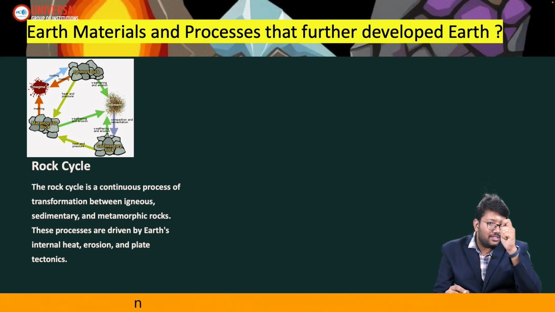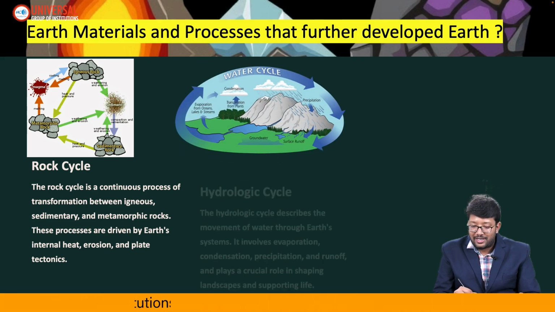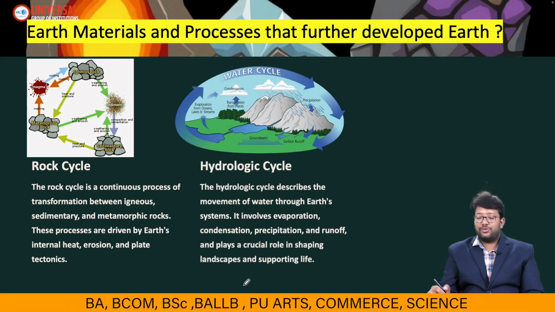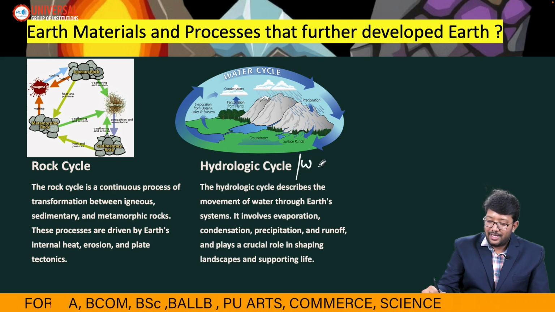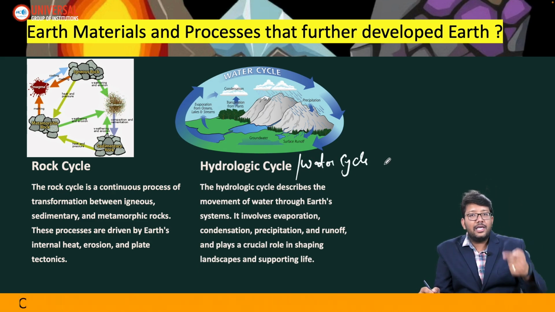This is called our rock cycle. This is important for the crust formation. Second is the water cycle, students. And the water cycle is also called the hydrological cycle. Okay? What happens in the water cycle?